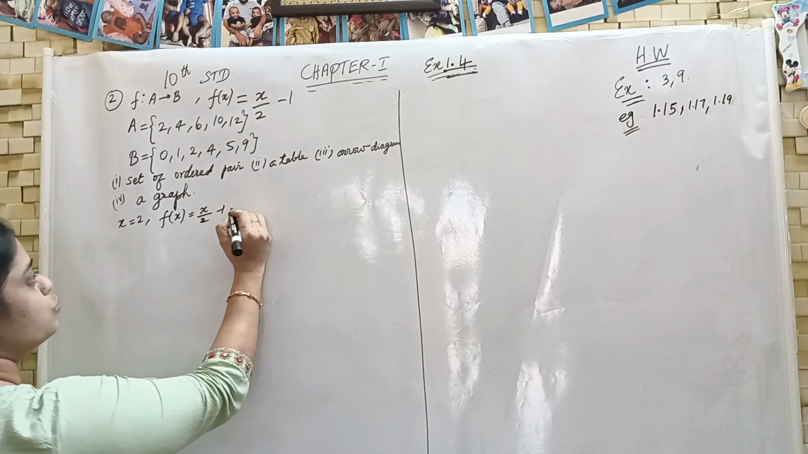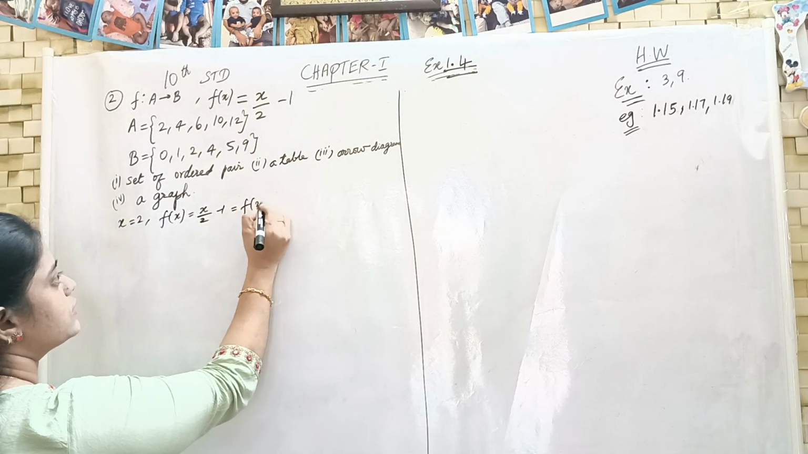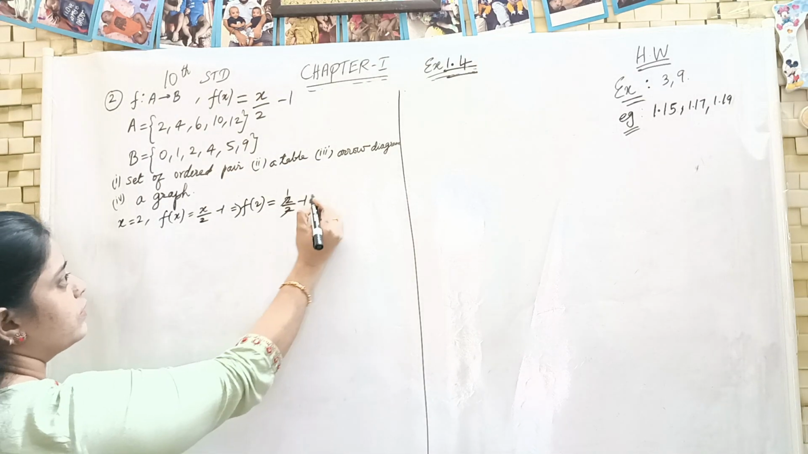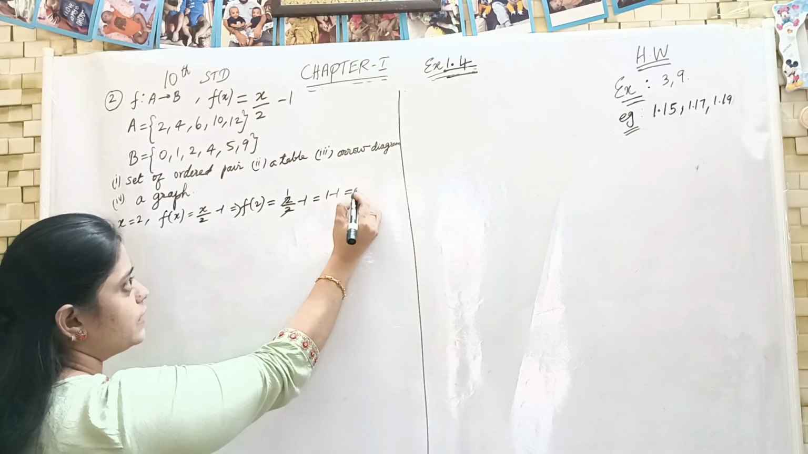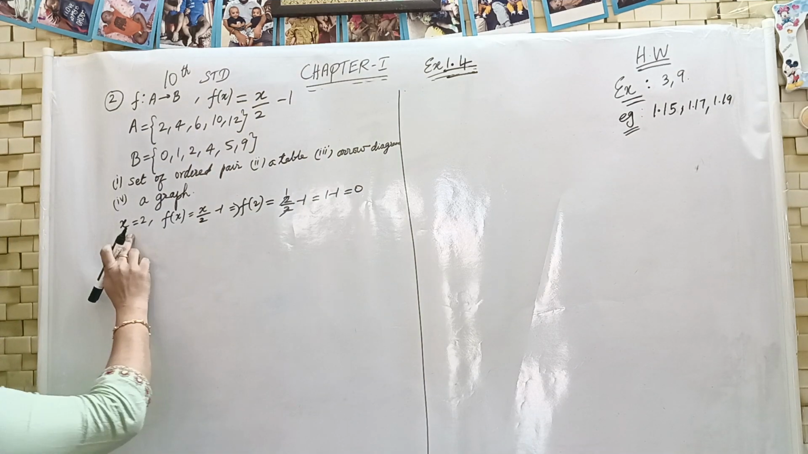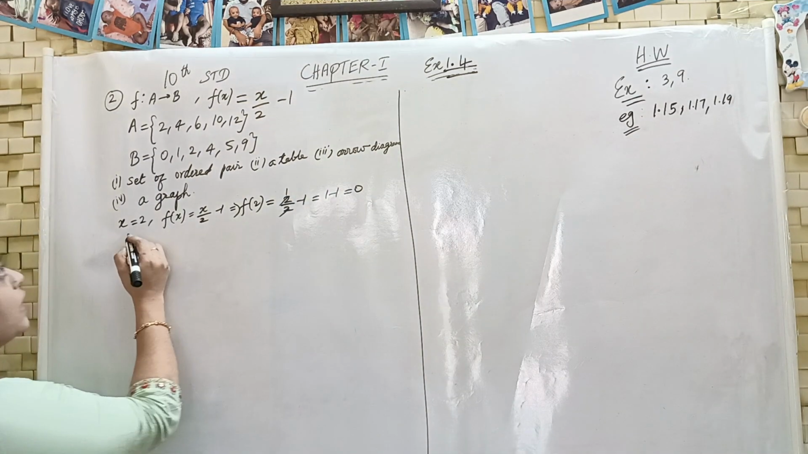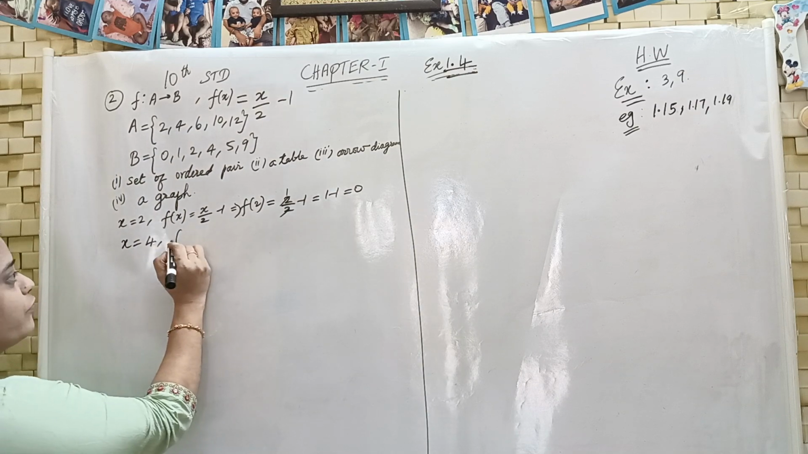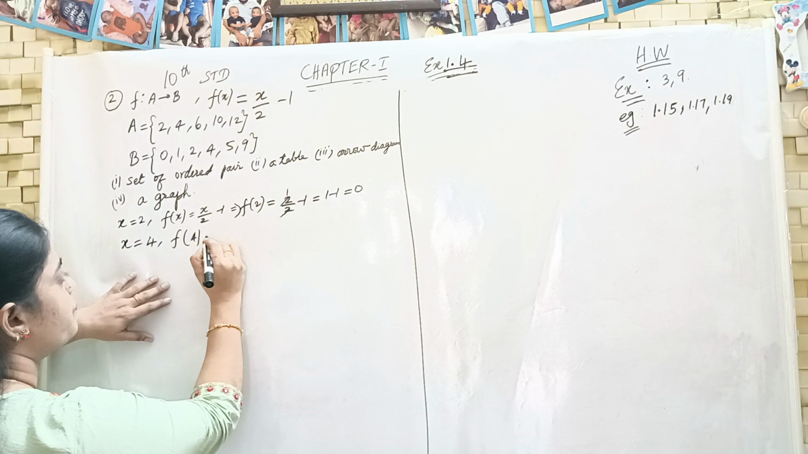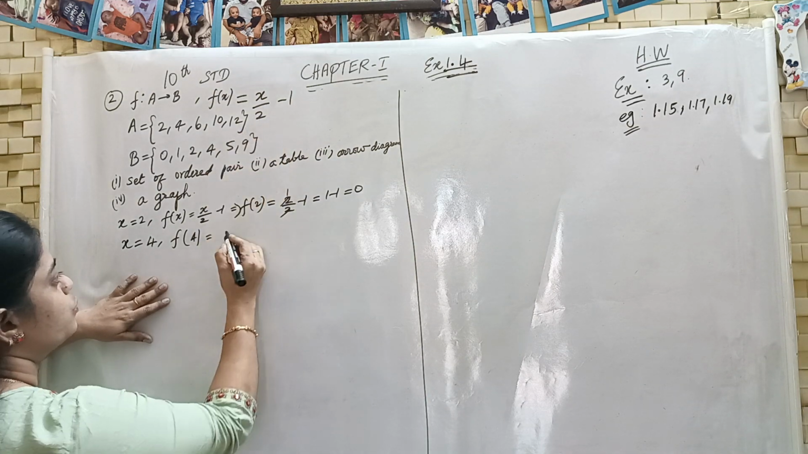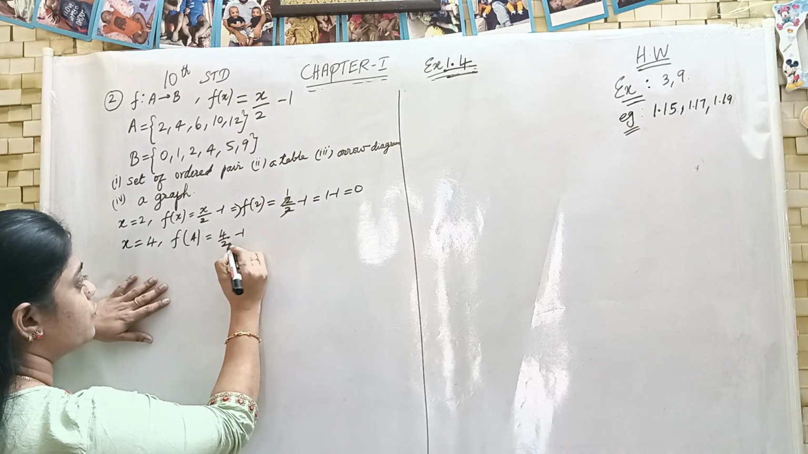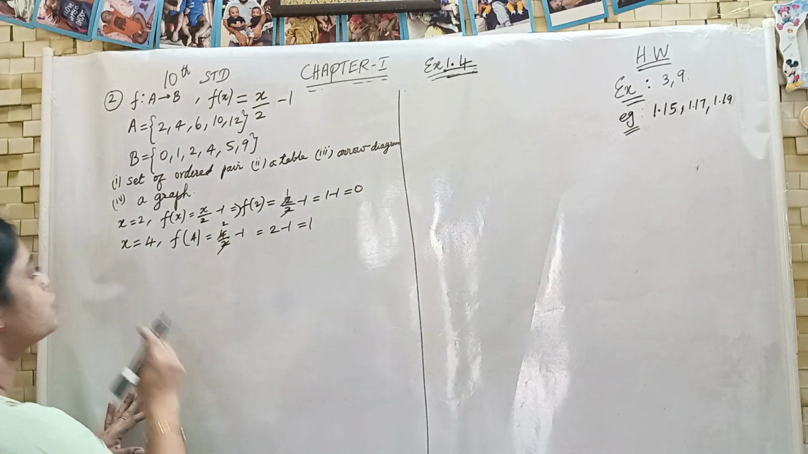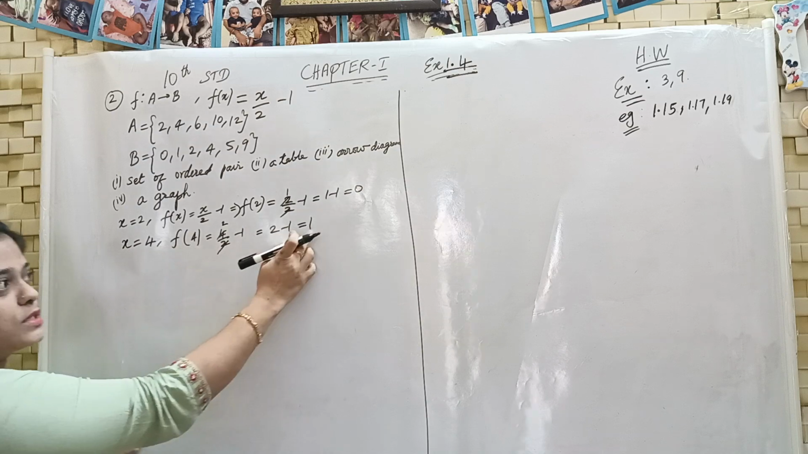So your x is 2. So f of 2 is 2 by 2 minus 1. Cancel பண்ணிடுவோம். 1 minus 1 is 0. So x is 2 means f of 2 is 0. Next x is 4. F of 4 is 4 by 2 minus 1. Cancel these two. 2 minus 1 is 1. So if x is 4 means f of 4 is 1.